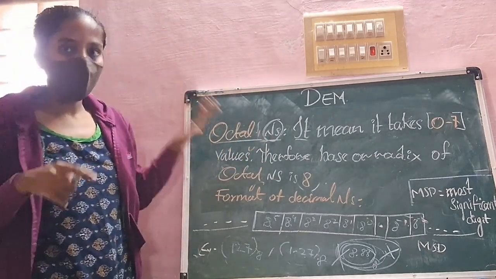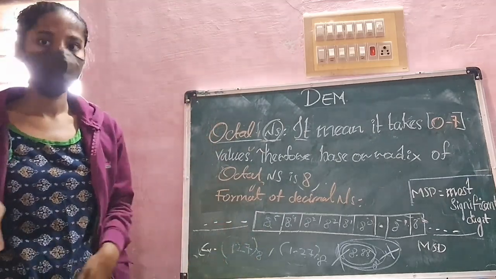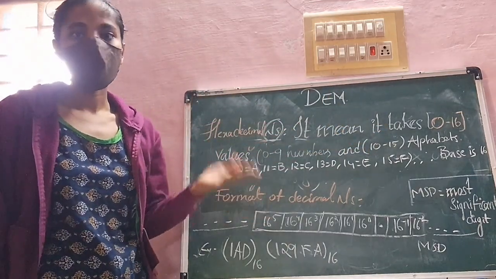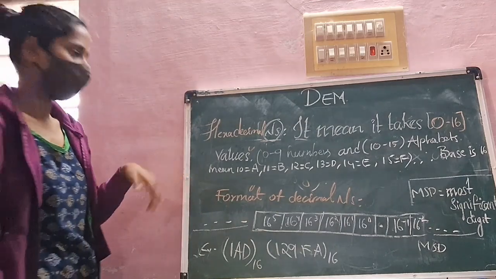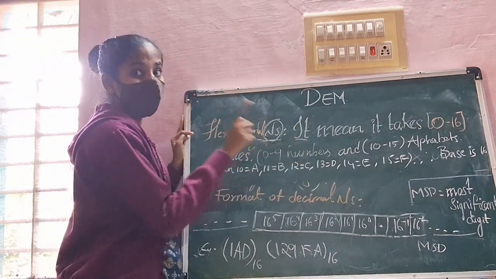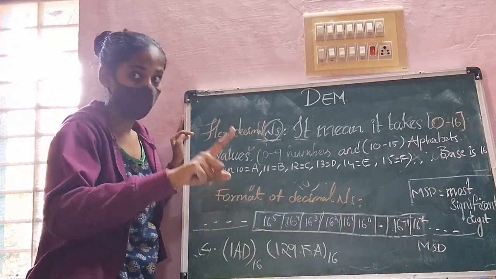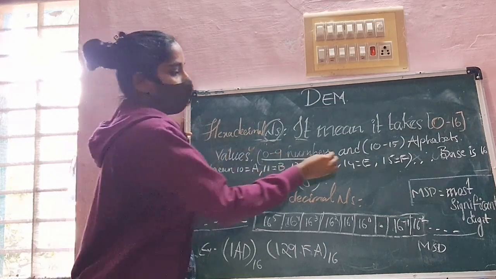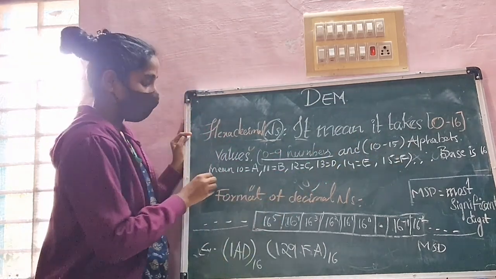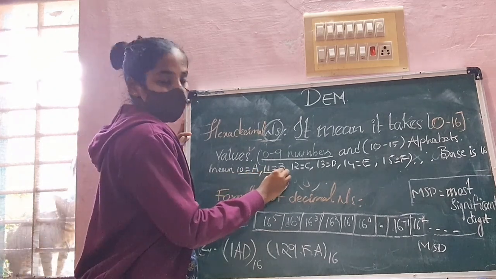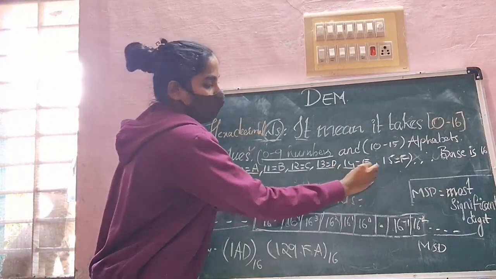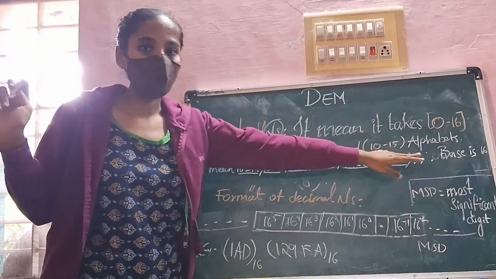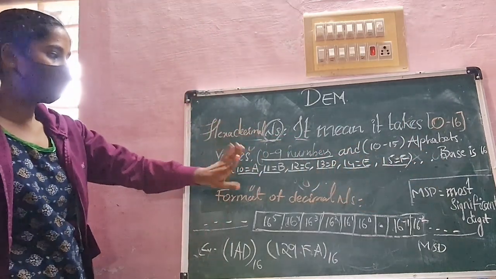Okay, write this. I'll say about hexadecimal. Hexadecimal means it takes 0 to 15 values, the same as binary, decimal and octal. 0 to 9 are numbers, as I have discussed before. Do you get my point? 0 to 9 values are numbers, and 10 to 15 are alphabets. 10 is equal to A, 11 is equal to B, 12 is equal to C, 13 is equal to D, 14 is equal to E, 15 is equal to F. Therefore the base is 16.